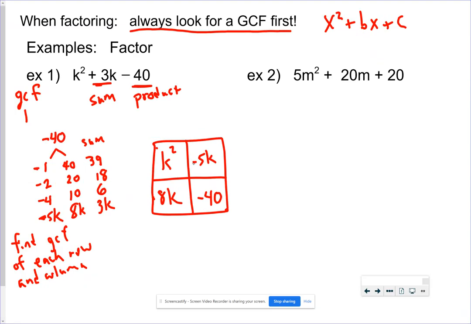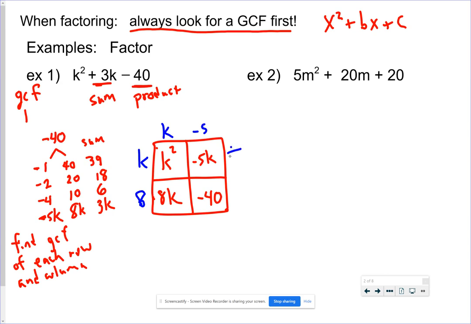Go back. So for the top row, the GCF of k squared and negative 5k, that's a k. For the second row, 8k and negative 40, that GCF is 8. The first column, GCF is k. Second column, 5, but I'm going to take the negative with it.